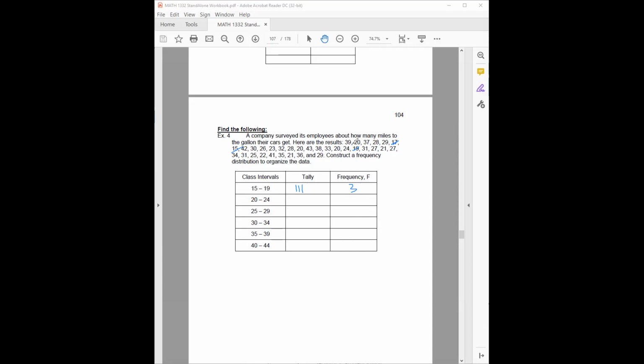20 through 24. 1, 2, 3, 4, 5, 6. Oops, missed one. 7. I believe that's all of them.